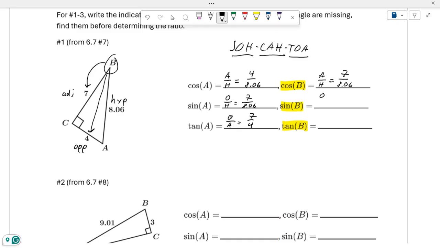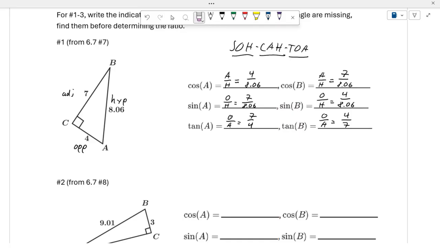The definition for sine doesn't change. It's opposite over hypotenuse. Now my opposite is 4. My hypotenuse is 8.06, and that's my sine ratio. Tangent, as always in a right triangle, is opposite over adjacent. This time opposite is 4, and my adjacent is 7. And so that is it for question 1.